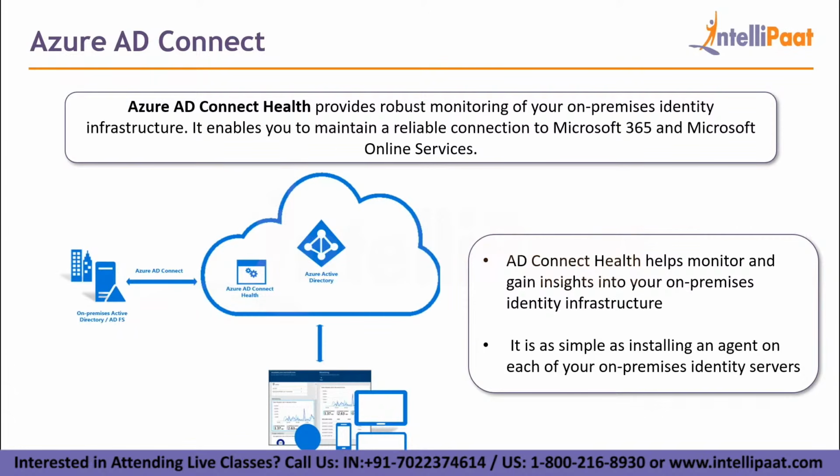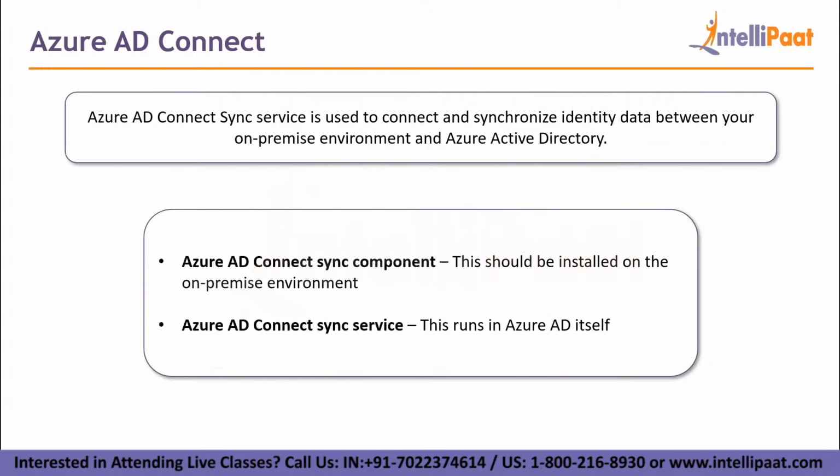Again, it is as simple as installing an agent. You install the agent on the on-premises systems you need health monitoring for, and that's it. It automatically sends you everything, so it will be available in Azure AD Connect Health. You can open the portal and check it over there, and all the information will be available. So Azure AD Connect is pretty simple to do.